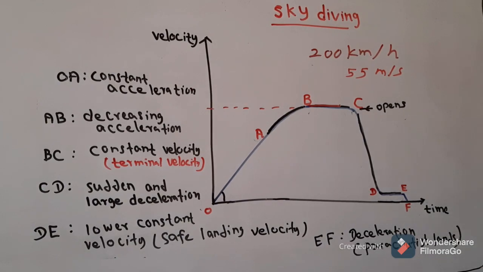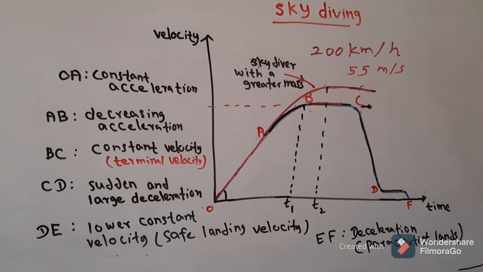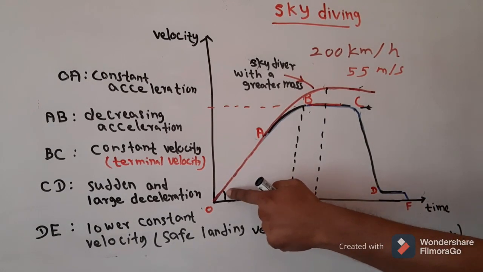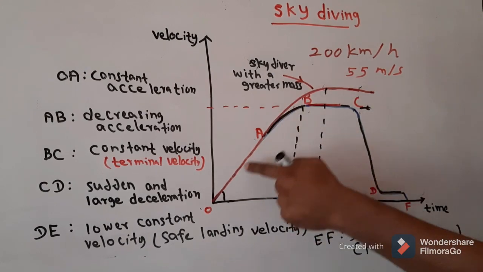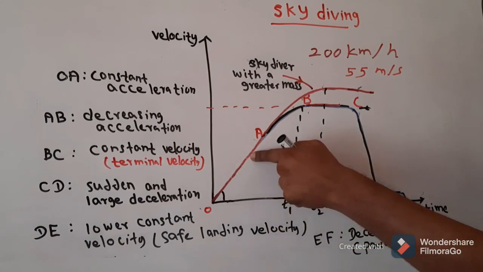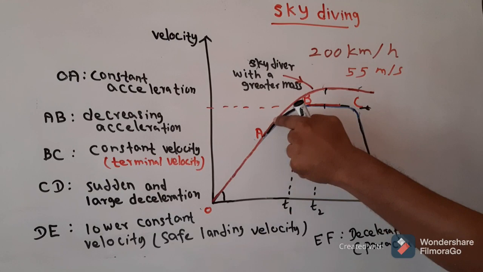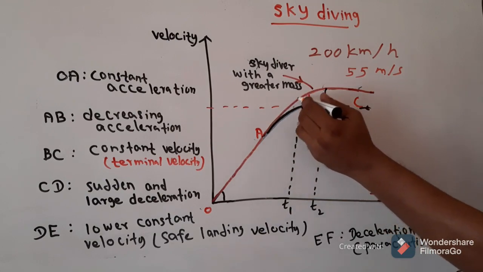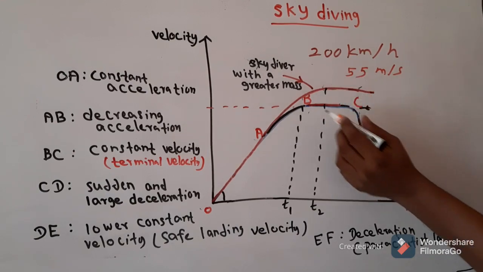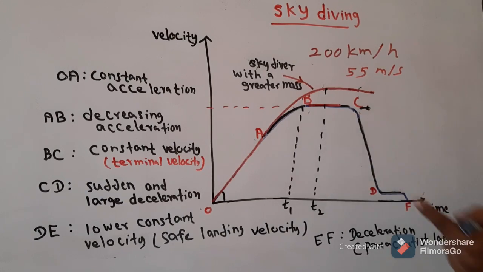And what happens to this value if a heavier skydiver jumps? If a heavier skydiver jumps, he takes a longer time to reach the terminal velocity. This is how the graph varies for a skydiver with a greater mass. In the beginning, as in the previous graph, it does not change. He's falling under gravity with constant acceleration, but this continues for a greater time, and again curving, and he reaches a higher constant velocity, or a higher terminal velocity, compared with the lower mass skydiver.